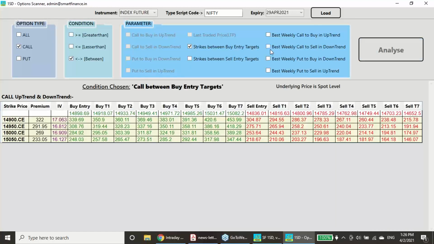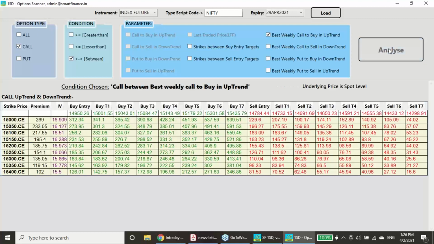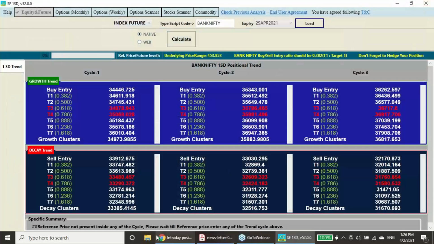If you want the best weekly call options to buy in an uptrend, these strikes are recommended. Yes, these strikes will have a stable IV, lesser theta decay, and can give you better profit. So this scanner also is a part of this software.